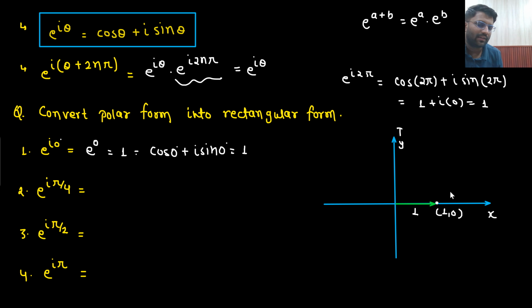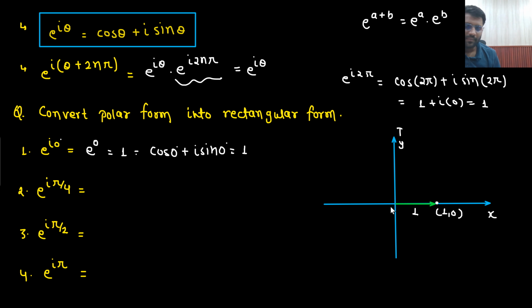So what will be this number? Sorry, x is 1. What did I say? X is 0. No. X is 1, y is 0. So what is this number? This number is 1 only. So 1 plus j0 you write down, or directly you write down 1. Is that understandable to you?